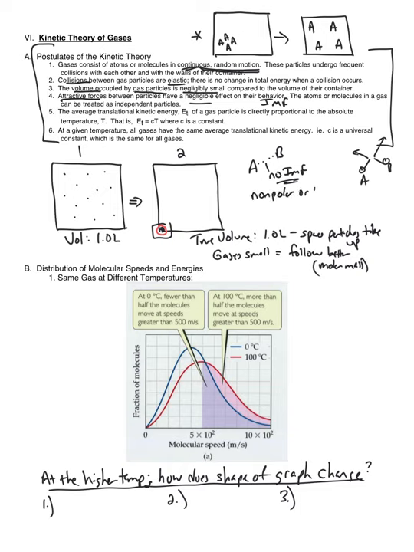Nonpolar gases or noble gases follow this postulate, this assumption, the best because nonpolar gases have the lowest IMFs. So the smaller a gas is, and if it's nonpolar, those gases should follow the ideal gas law. Therefore, the value that I get from the ideal gas law should be very comparable to the actual value in real life. Okay? Small gases that are nonpolar.